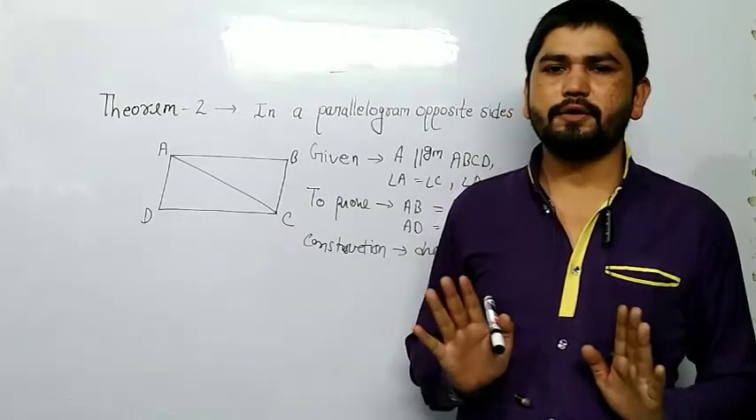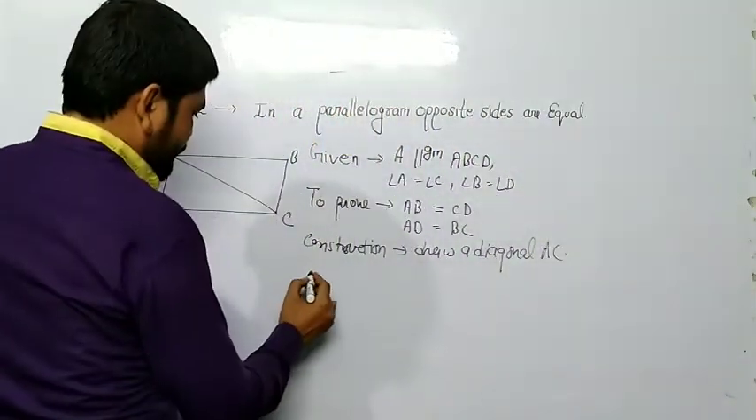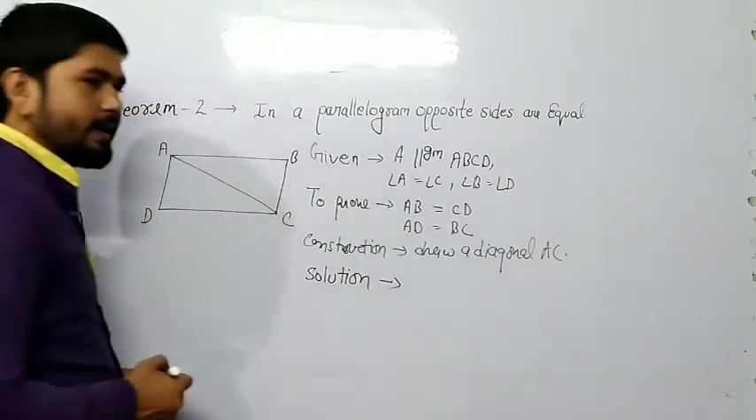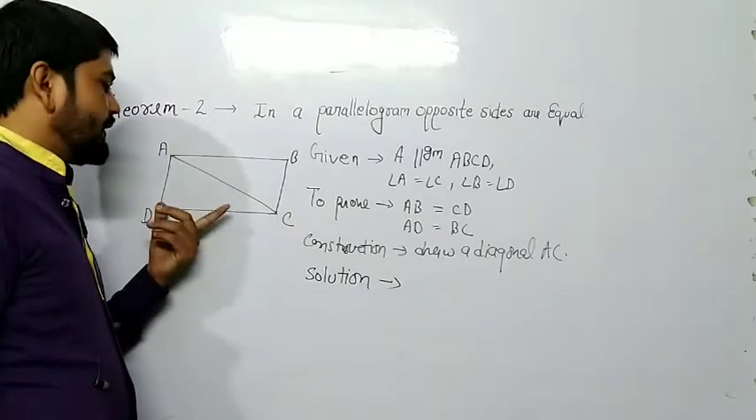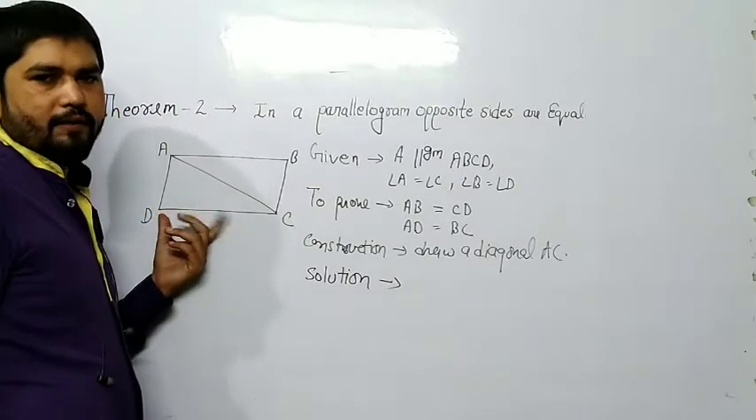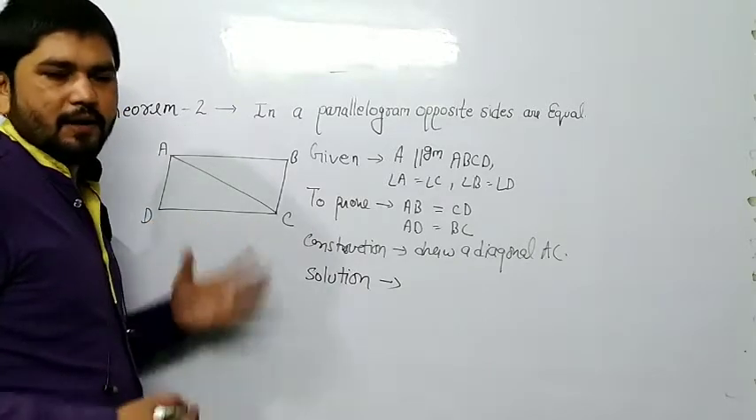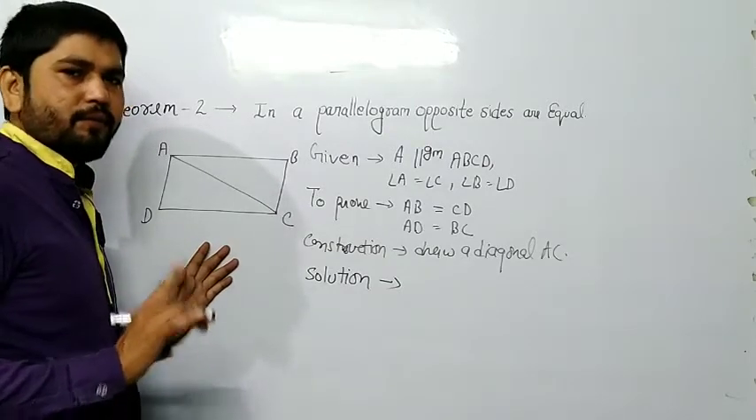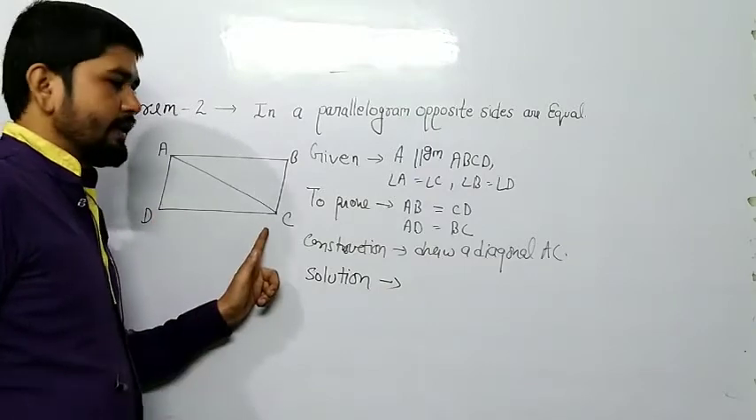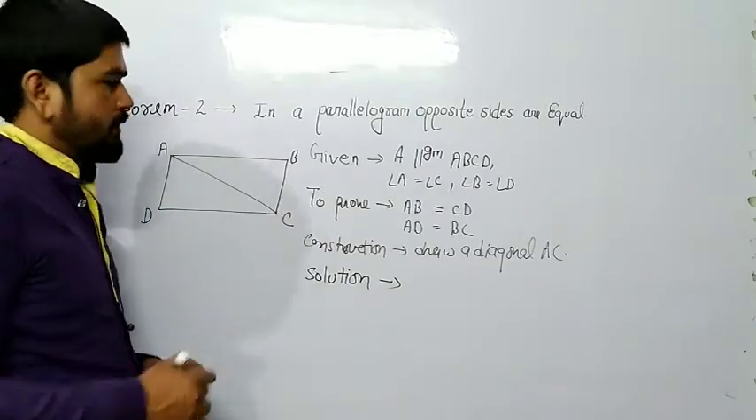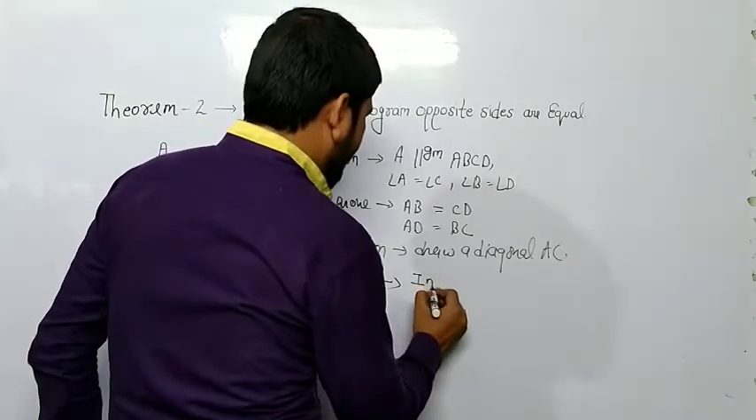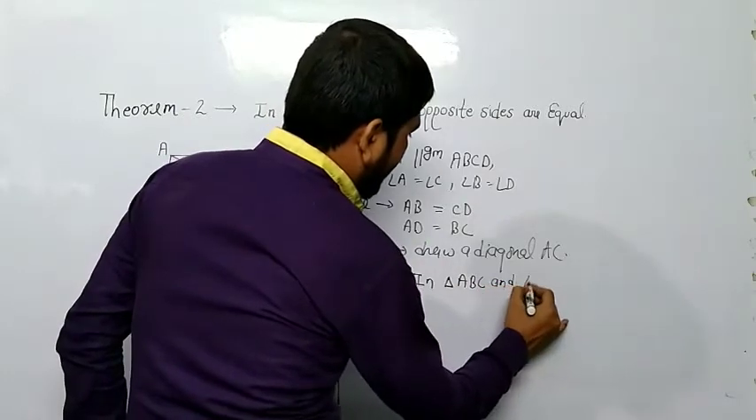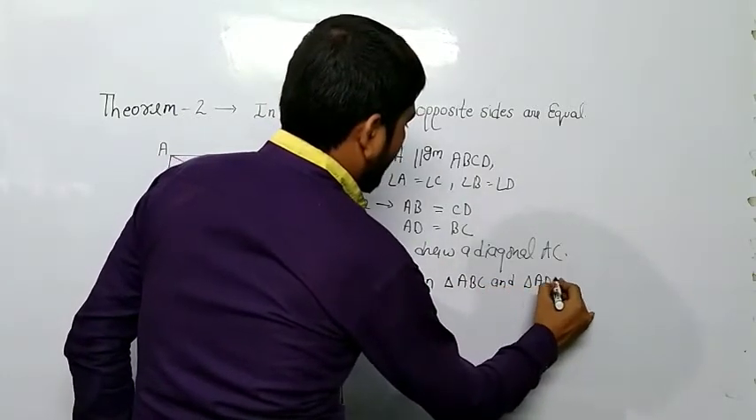Okay. Now solution. Beta, two triangles are there. So we need to prove both the triangles congruent. If they are congruent, then by CPCT we can write here opposite sides are equal. So what we need to do here is prove triangle ADC is congruent to triangle ABC. So in triangle ABC and triangle ADC, okay students.